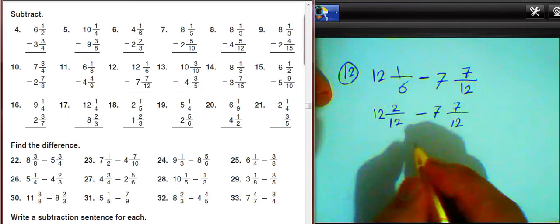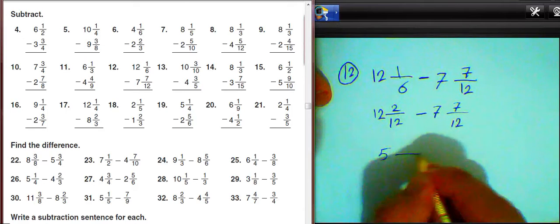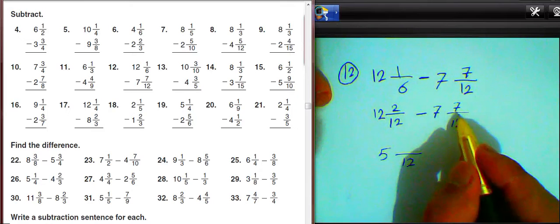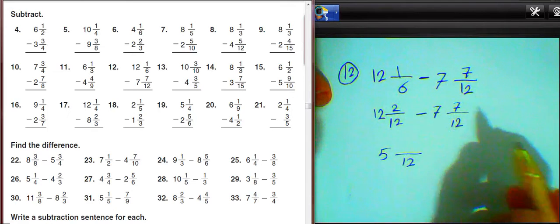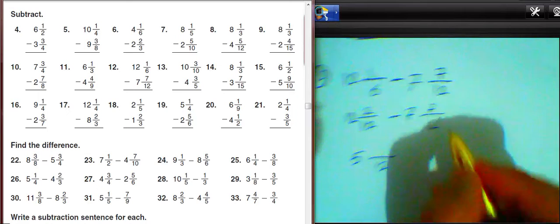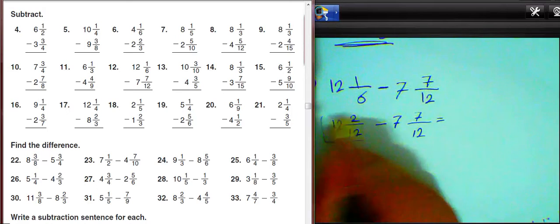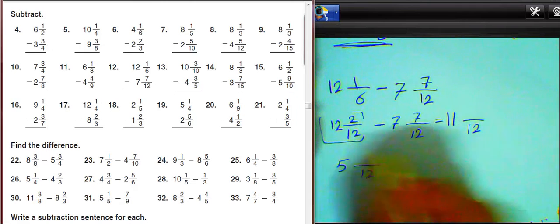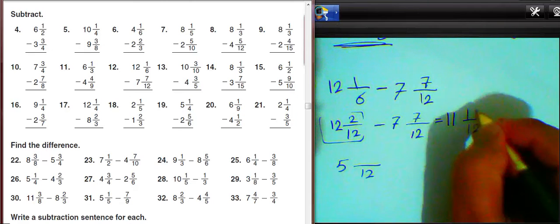12 subtract 7 equals 5, and we can write 12 here, but 2 subtract 7 we can't do it, so we must convert from this fraction to what? 12 will be 11, and write 12 here. 12 plus 2 equals 14.